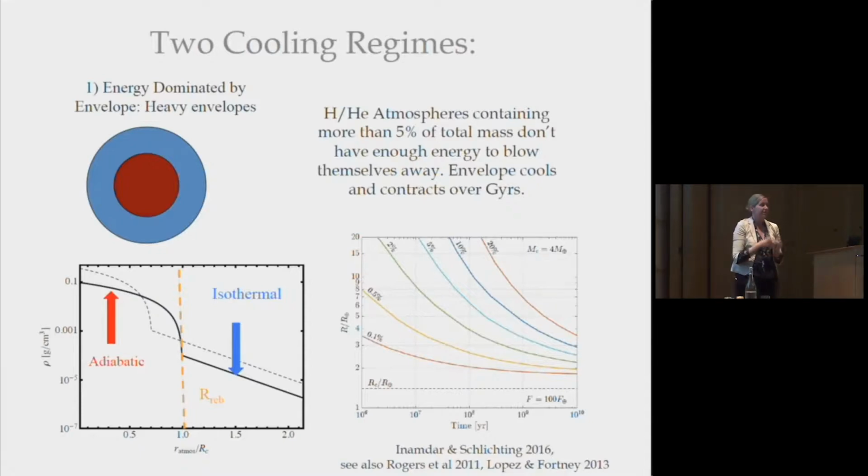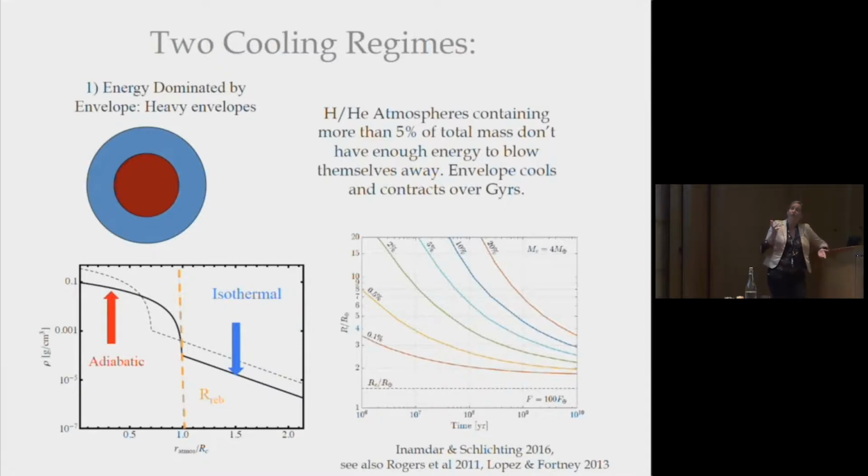And many of our solar system planets are still in this phase, and this cooling time can take gigayears, and your planet just cools and contracts. If you look at the profile, what happens is the radiative-convective boundary will just move inward in time, and the isothermal region will expand, and it's all good. When are you in this regime?